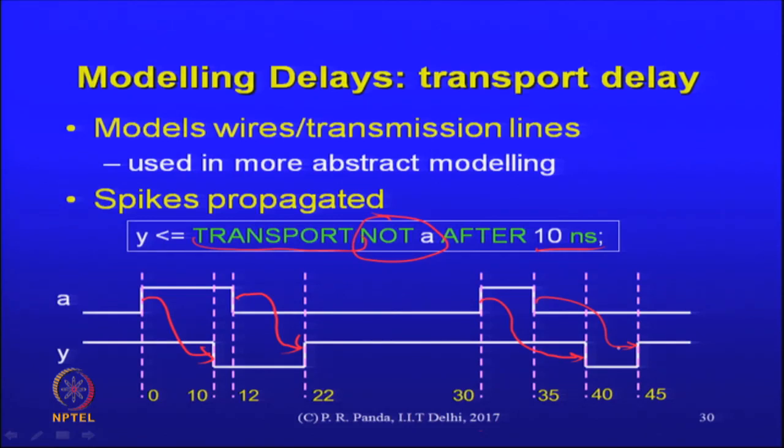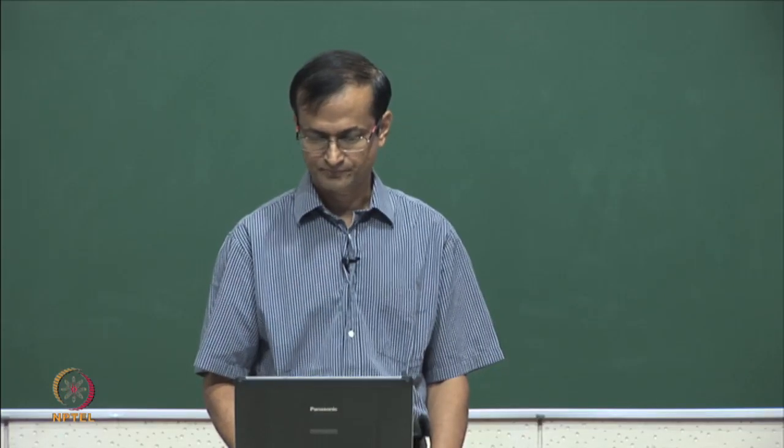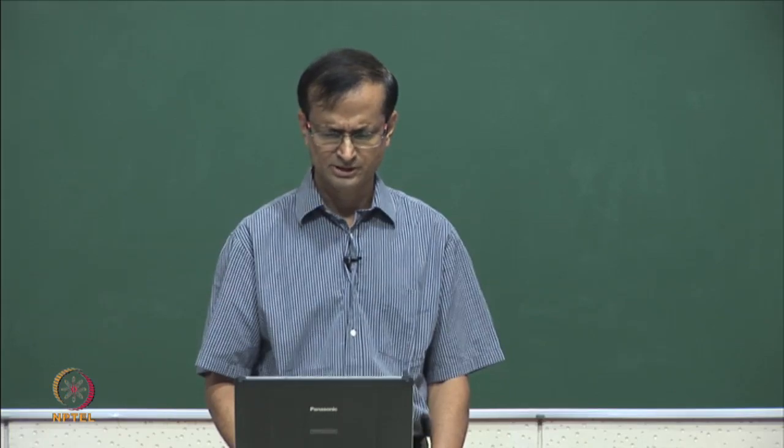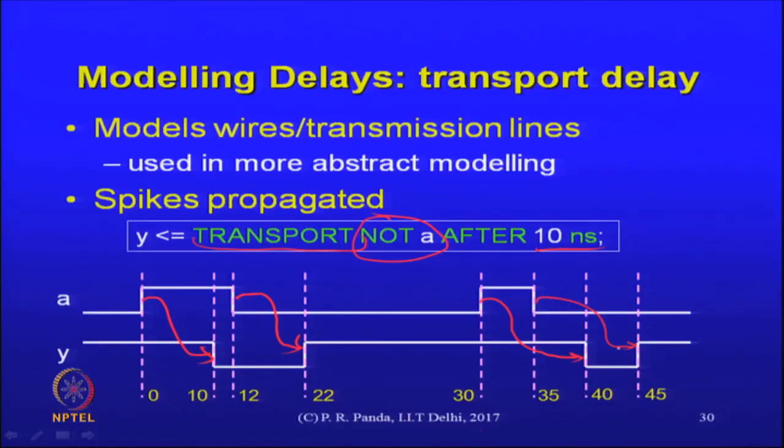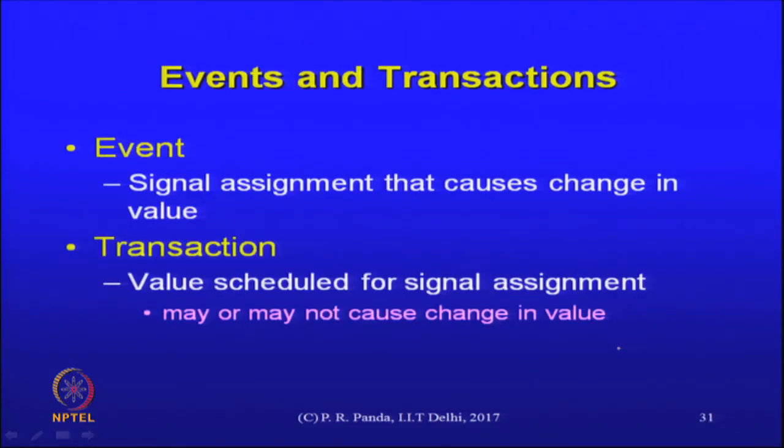Which one to use depends on the kind of modeling that you really want to do. Normally, if it is CMOS gates whose delay we would like to model, then we would use inertial delay. But if it is something more abstract, a little higher level of modeling, then we could use transport delay. It could also be that you have long buffered wires or something like that, then transport delay could be used for modeling. So, these are the two modes.